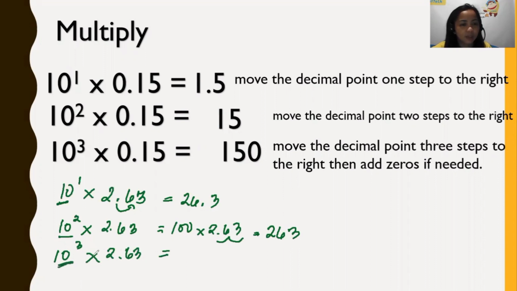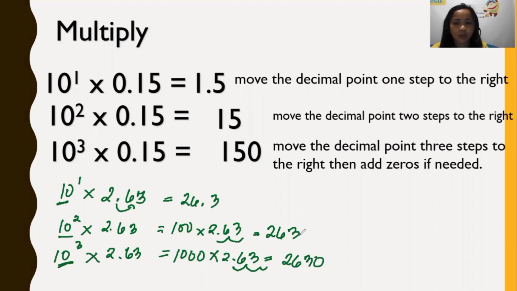Pag sinabi natin 10 cubed, that means 1,000 ang ibig sabihin nun, times 2 and 63 hundredths. Move 3 places, 1, 2, 3. So mag-a-add tayo ng isang 0. 2,630.